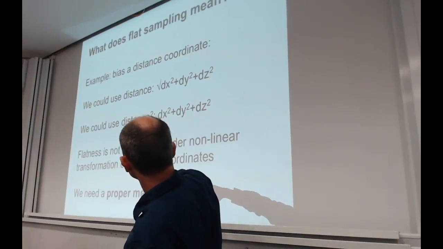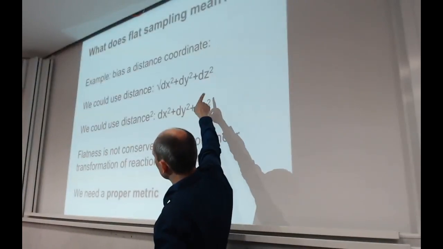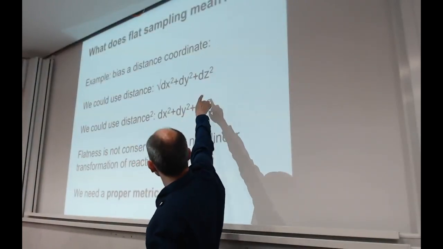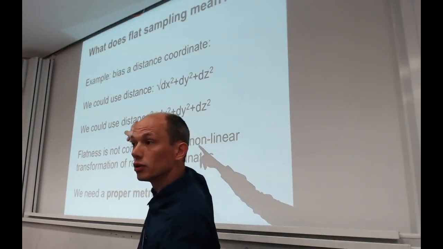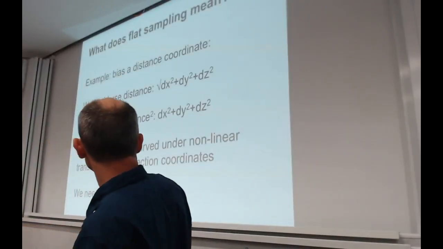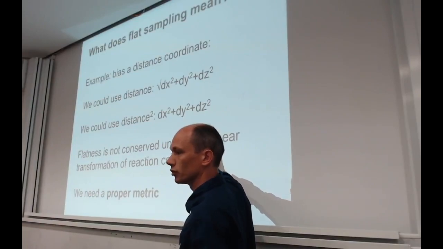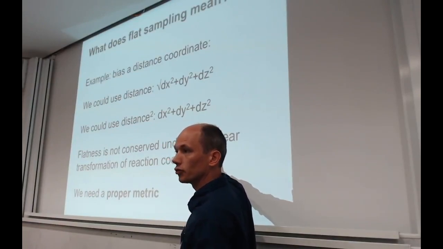But it is a nonlinear transformation. If I sample flat in distance, my distance squared distribution will not be flat, and the other way around. So flatness is not a conserved property under nonlinear transformations of your reaction coordinates. So it's difficult to speak about flat per se.